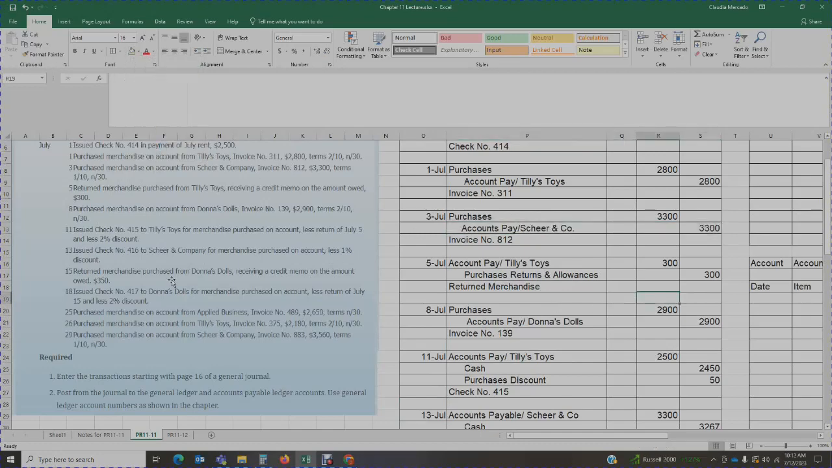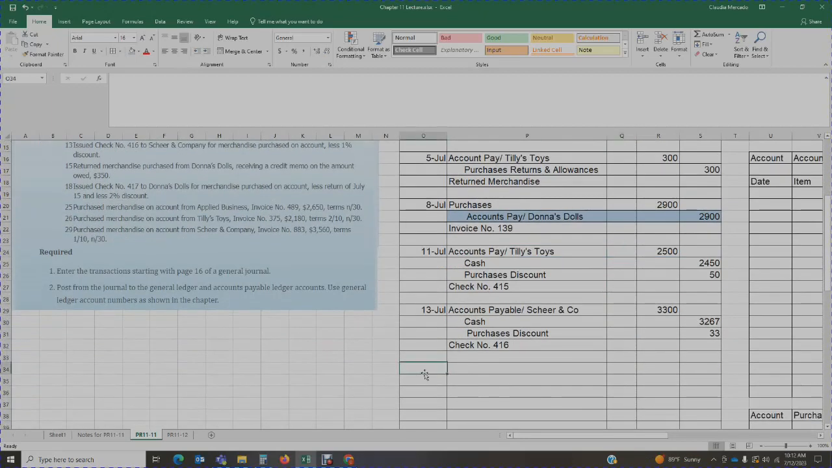Okay, we return merchandise purchased from Donna's Dolls, receiving a credit memo on the amount owed of $350. So, Donna's Dolls right here. We had purchased $2,900 of merchandise on the 8th, and now on the 15th, we're returning $350. So this is happening on July the 15th. So on the 15th, we are making a return. When we made a purchase, we credit it. When we make a return, we go ahead and we debit the account. That way we can update our records.